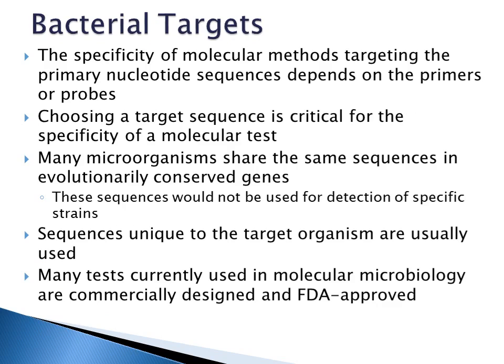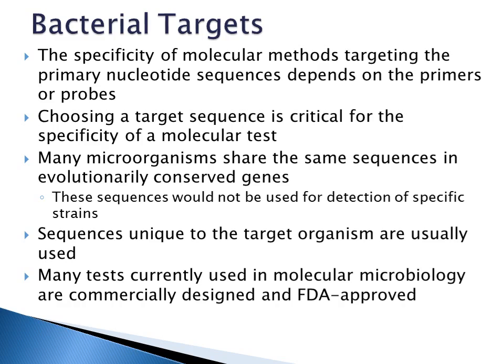Bacterial targets. The specificity of molecular methods targeting the primary nucleotide sequence depends heavily on the primers or the probes, depending on which detection system you're using. Also, choosing a target sequence is critical for the specificity of a molecular test. Many microorganisms share the same sequences in evolutionarily conserved genes. So that's something that always has to be kept in mind.